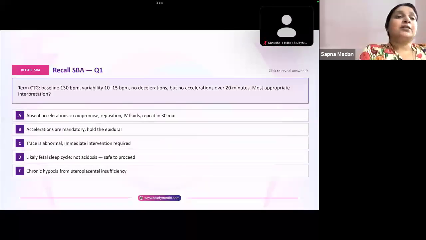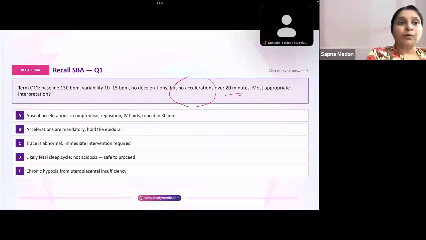The CTG shows a baseline of 130 beats per minute. There is a variability of 10 to 15 beats per minute. There are no decelerations and no accelerations over 20 minutes. So what is the most appropriate interpretation of the CTG? Option A: because there are absent accelerations, it is a compromised CTG. You should do conservative measures, reposition the mother, give her IV fluids, and repeat the CTG in 30 minutes.